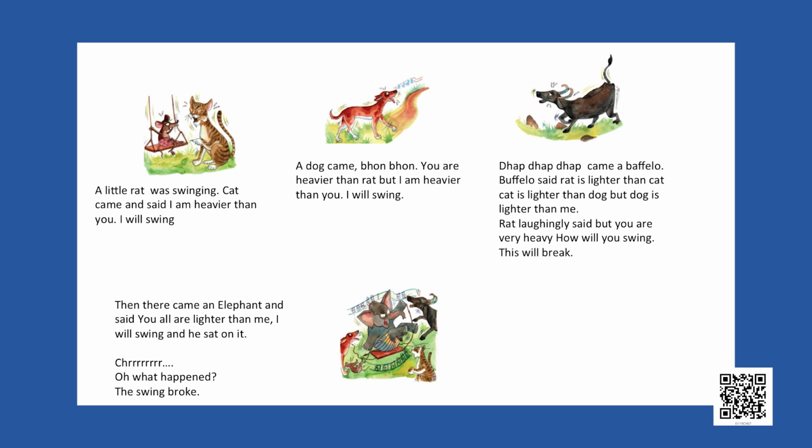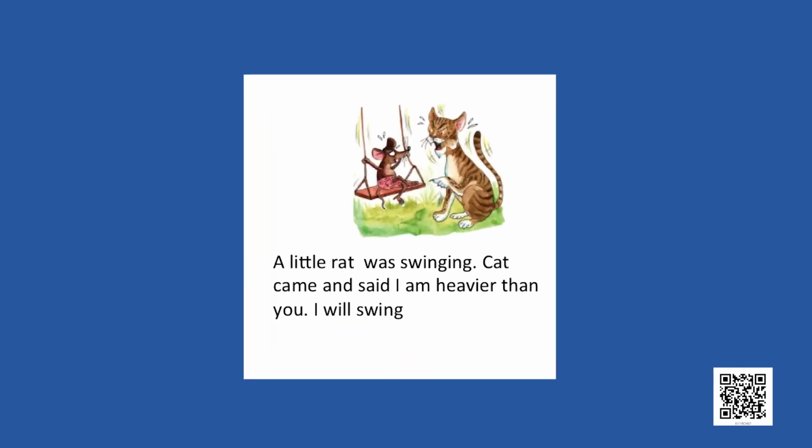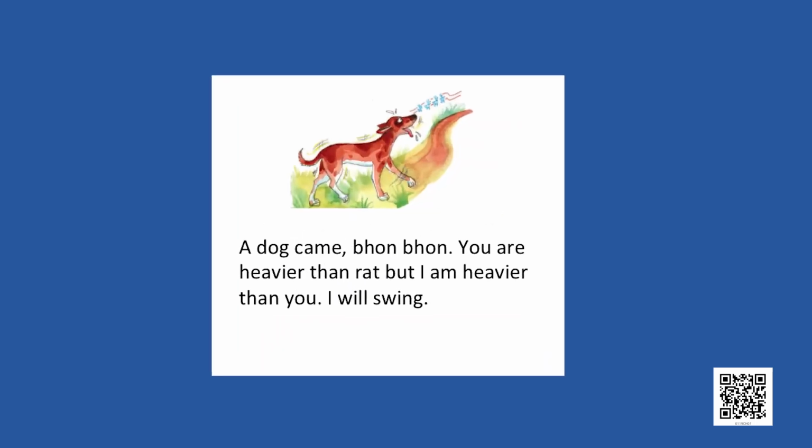Okay, children, let us now go to a park wherein many animals are swinging. Let us see what is happening there. A little rat was swinging in the park. A cat came to him and said, I am bigger and heavier than you. Let me take the swing. What do you think? Is the cat heavier and bigger than the rat? Okay. But when they were having this discussion, suddenly a dog came. Bow, bow, bow.